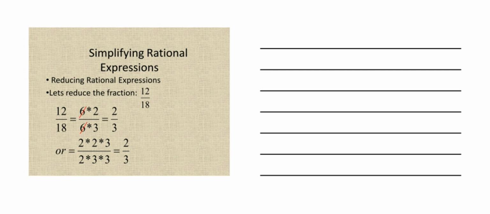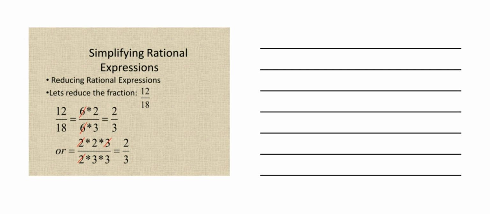Okay, pardon me. Wrong number. 2 times 3 is 6. 6 times 3, 18. There we go. Right number. So in this case, notice that we have a 2 on top, 2 on the bottom. We can cancel each other out.